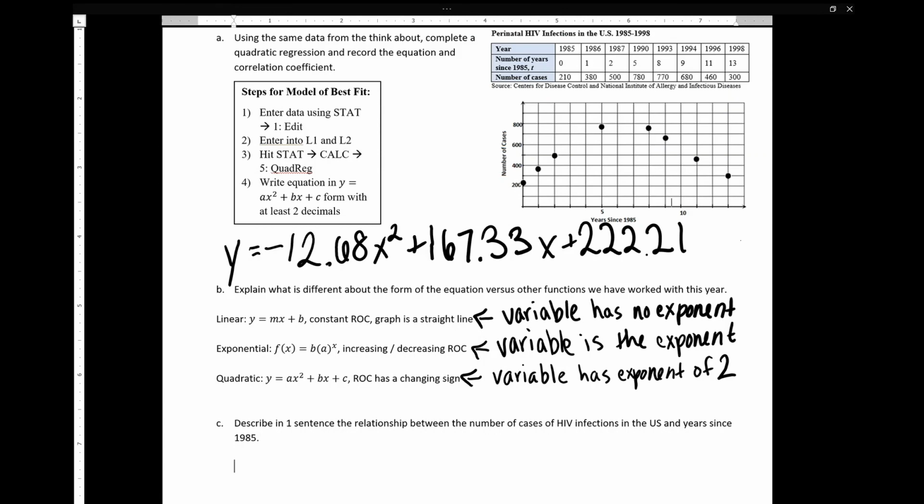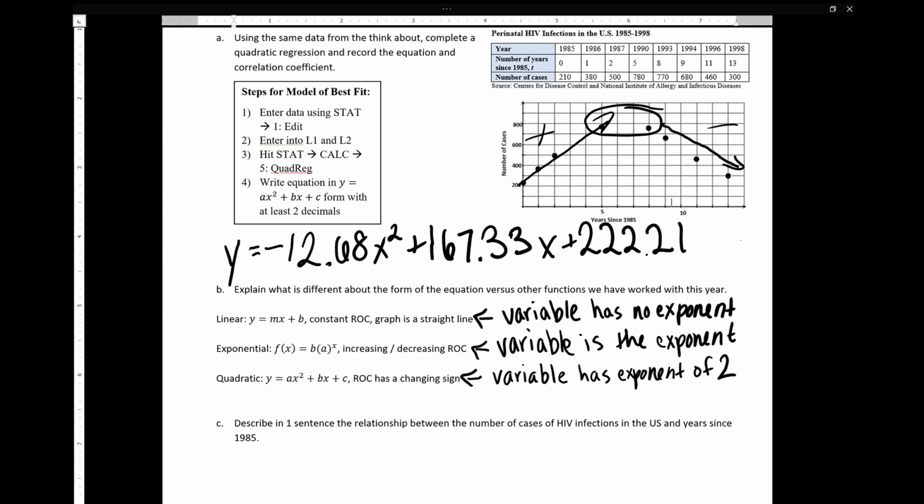So now let's look at part C. Describe in one sentence the relationship between the number of cases of HIV infections in the US in years since 1985. So let's look at our chart. We can see that obviously our data points are increasing and going up from the beginning. And then there's some point in between here, between 1990 and 1993, that something happens, because at 1993 and moving forward, our data points are decreasing. So again, we have an increase starting from 1985, and then a decrease after 1993.